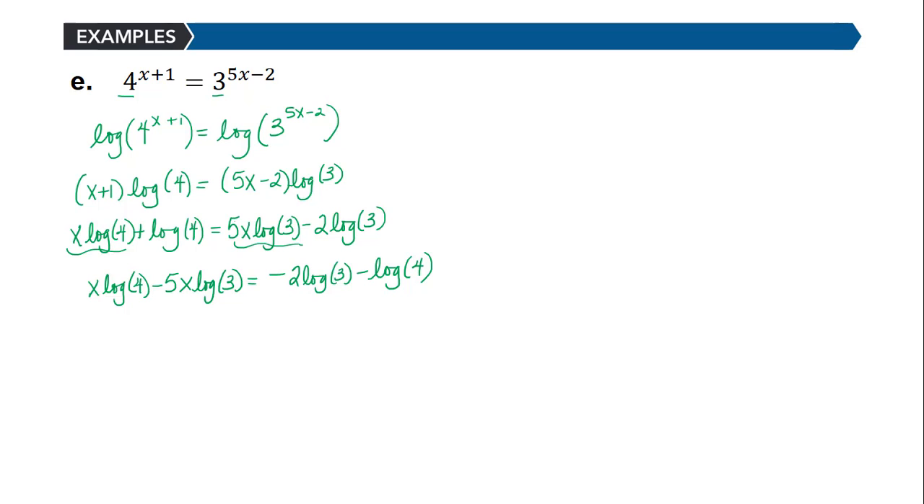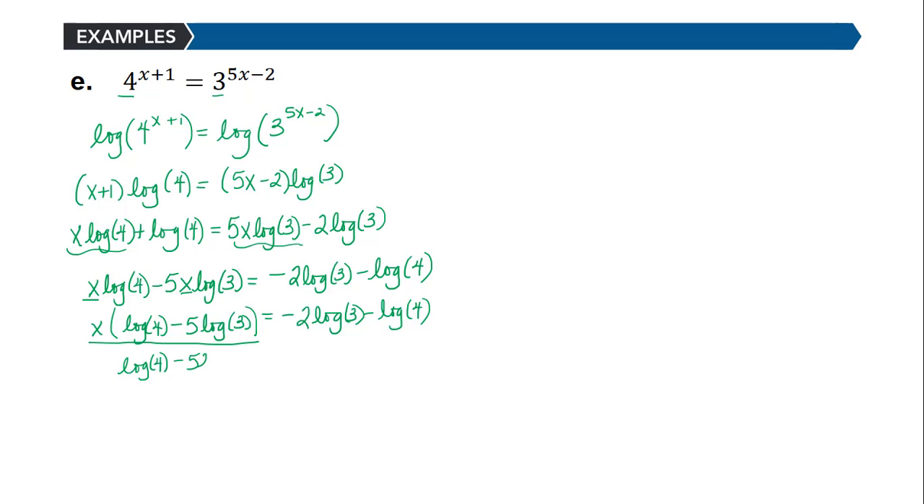So far so good. I know this one's pretty complicated, but now I want to notice that I have x on the left in two terms, so to get x by itself I need to factor the x out of those two terms. So this would give me x times log 4 minus 5 log 3. And that's equal to negative 2 log 3 minus log 4. Now to solve for x, I'm going to divide by this ugly coefficient, but it is the log of 4 minus 5 log 3.